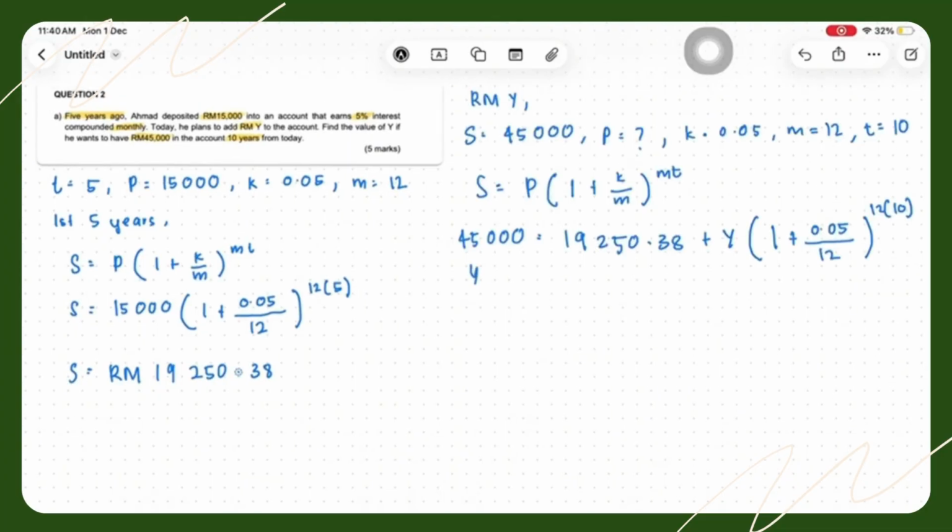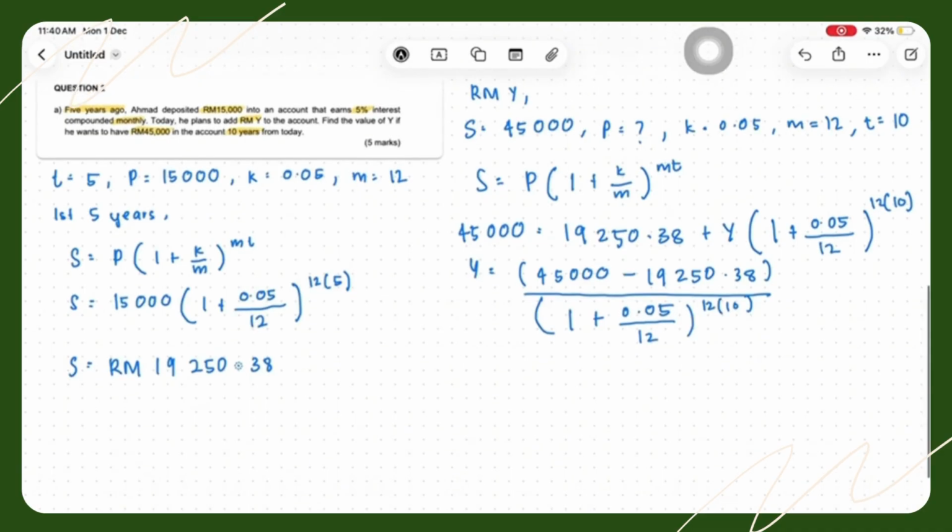To find Y, we use the same formula. We have the value of S, which is 45,000 ringgit, and the interest rate is still the same. But for P, we use the amount for the first 5 years plus Y. And T is 10 years regarding the question. And for Y, we get 15,634.70 ringgit.